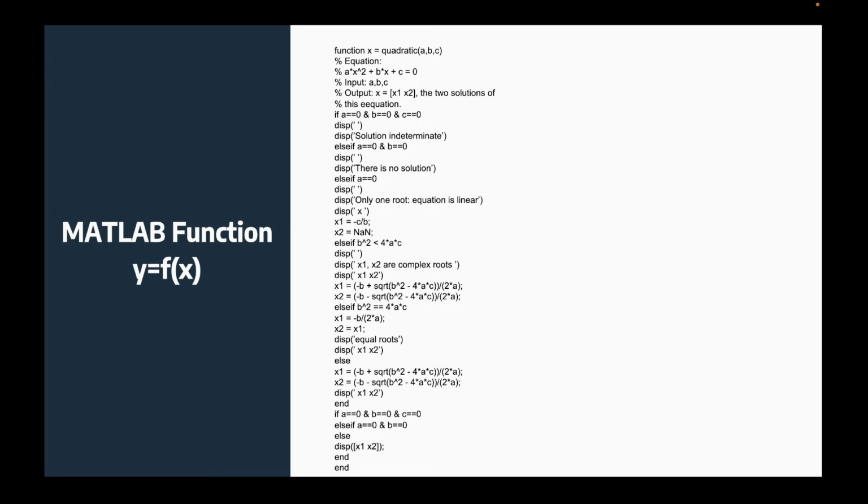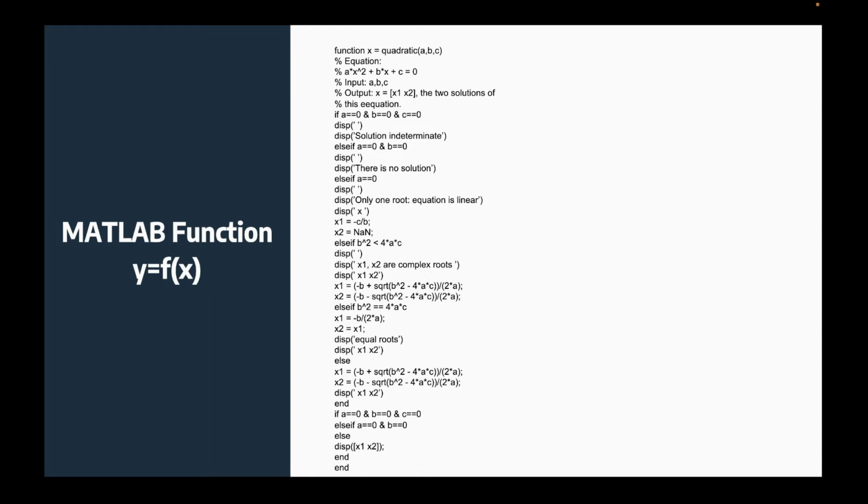Now we say, start with if a equals 0 and b equals 0 and c equals 0, display empty. That would be a space for the first line. Second line would be solution indeterminate. Else, if a equals 0 and b equals 0, then say there is no solution. Else, if a equals 0, only one root, and the equation is linear. Then you display the x.